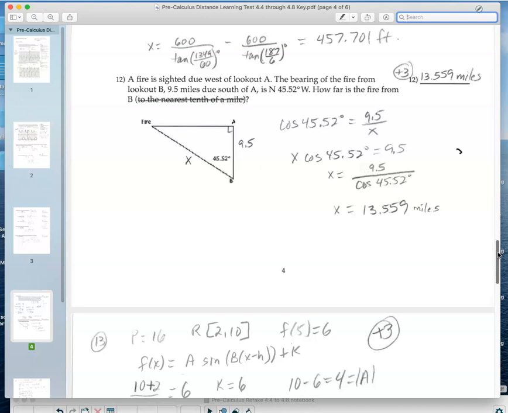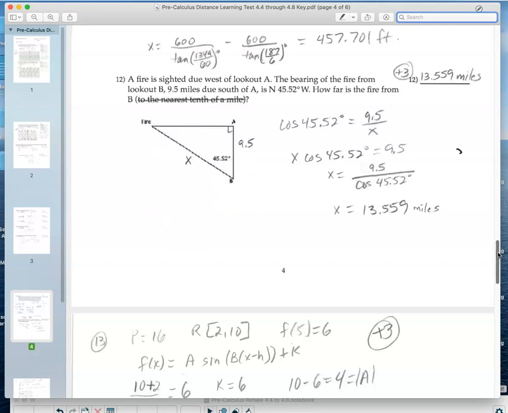Now, this one was not intended to be a difficult problem, and we took off the line there that said to the nearest tenth of a mile, and we've got a fire is sighted due west of lookout A. The bearing of the fire from lookout B, 9.5 miles due south of A, is north at 45.52 degrees west. And we gave you that, and I think some of you just went right away to setting things up because some of you moved that angle up here. It was already on the drawing for you. You didn't have to do any moving.